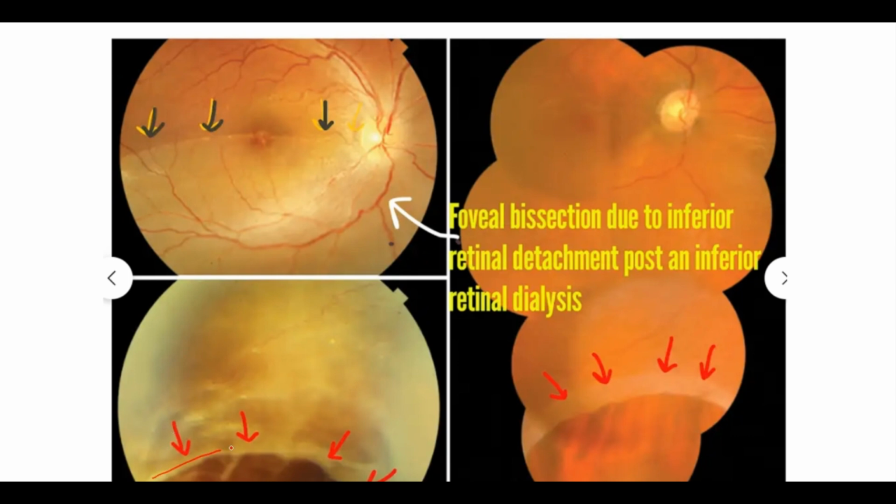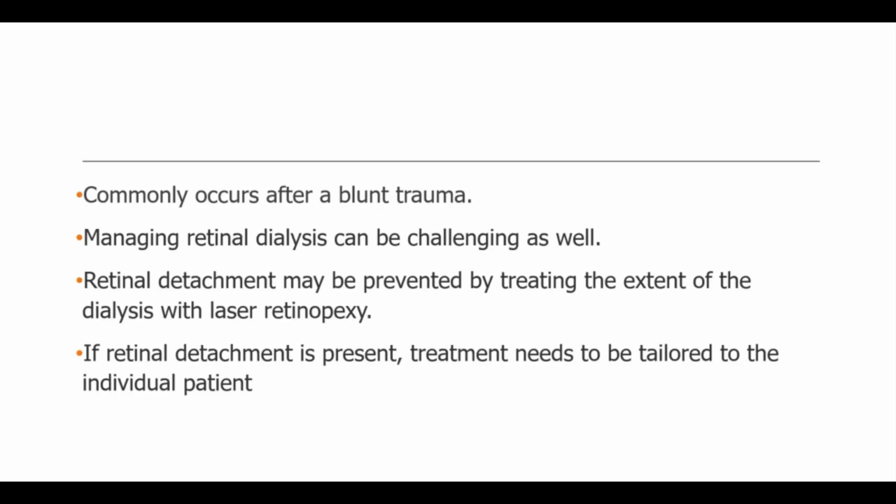You can see over here some of the examples. This is the giant retinal dialysis, and the posterior edge has not folded on itself. However, it again has poor prognosis. It can spread rapidly into the development of rhegmatogenous retinal detachment. So you can see over here the detachment has reached almost up to the fovea.